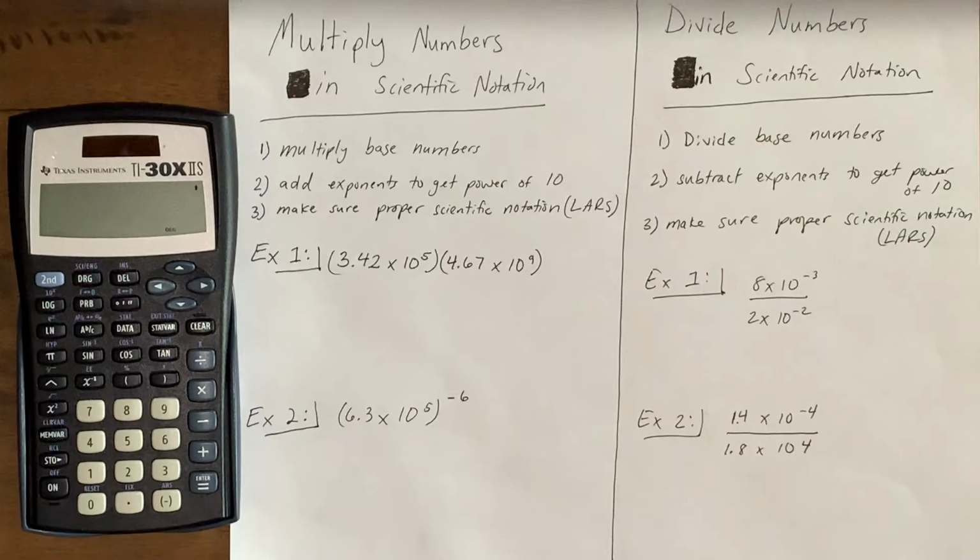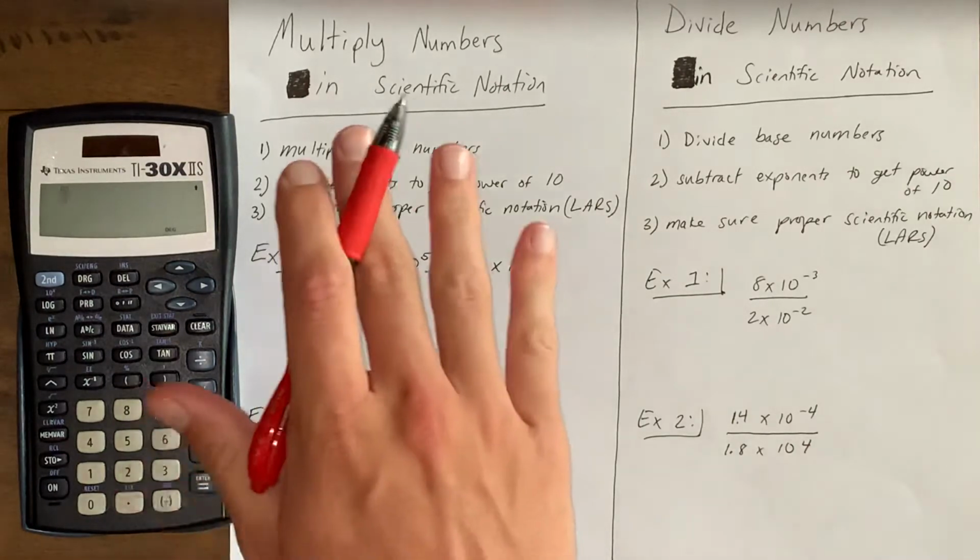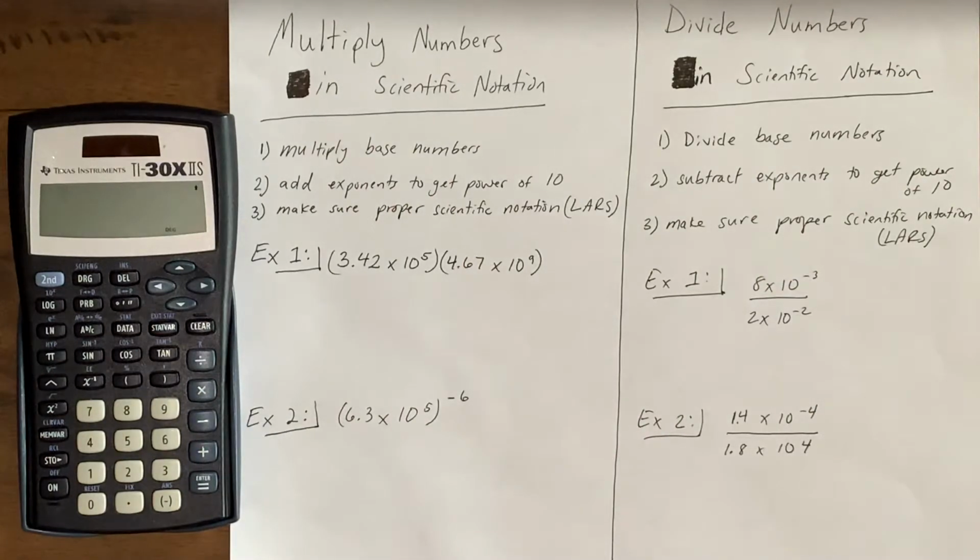And what makes them easy is because we don't have to have the same power of 10. The exponent doesn't have to be the same when we're multiplying or dividing. When we're adding or subtracting, the exponent has to be the same, and we'll see that in the next video. Okay, so for both of these operations, there's 3 steps. We'll focus on multiplying first, and then we'll move over here to dividing in just a second.